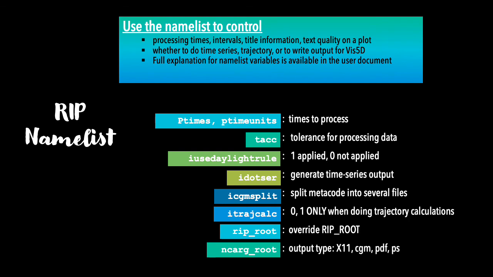For plotting specifics, use the RIP namelist file. There are many options available, not limited to those shown here. You can specify the processing times, plot title information or keys, the text quality on a plot. You can specify the variables and plot type, whether you want to do a trajectory, etc. You can also specify the format type for output, such as X11, where it just pops up on the screen, or something more permanent like PostScript or PDF. There is a full explanation for the namelist variables available in the RIP documentation, so take advantage of that.